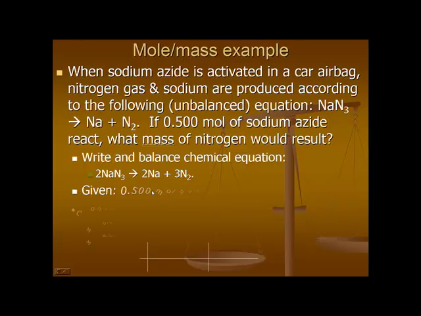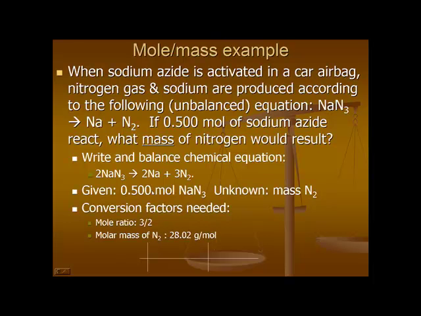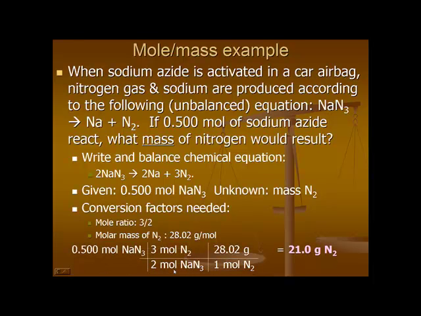Then we want to identify what our given and what our unknown is. The only number in the question was the half a mole of that sodium azide, so half a mole of the NaN3. What we're looking for is what mass of nitrogen we would get, so mass of nitrogen is our unknown. Then I can set up what is now a 2-step problem. My given is always the first thing I write down. That's where my conversion starts.